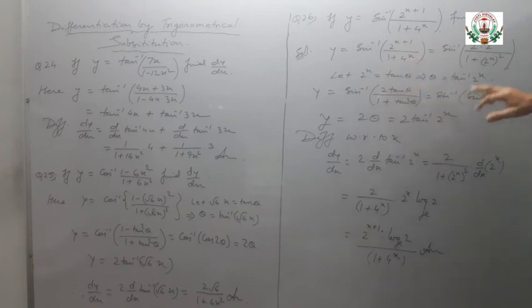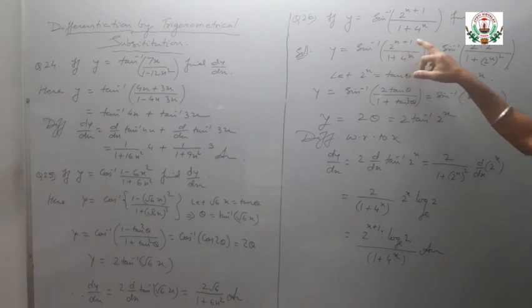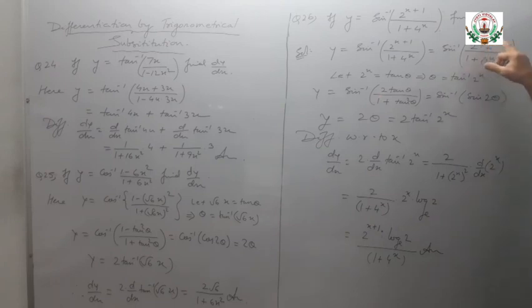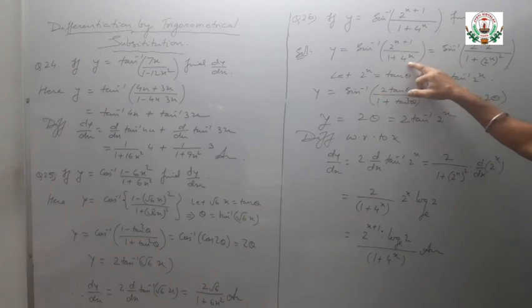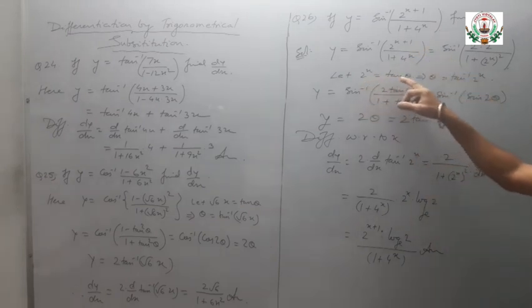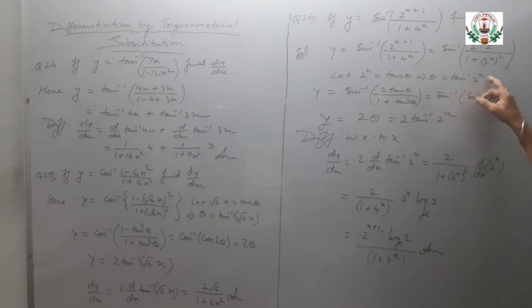It can be reduced by the laws of exponents. 2 to the power x plus 1: as x to the power m plus n can be written as x to the power m into x to the power n, it can be written as 2 to the power x into 2 to the power 1 upon 1 plus. This can be written as, since x to the power m to the power n is x to the power m into n, 2 to the power x the whole square. Okay. Now let 2 to the power x equal tan theta, so theta equals tan inverse of 2 to the power x.